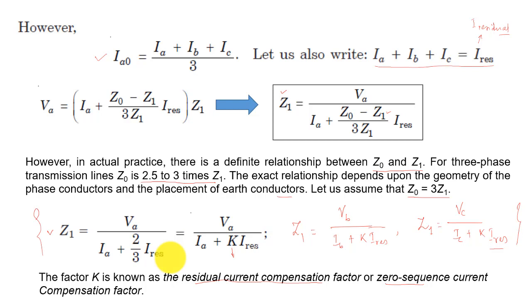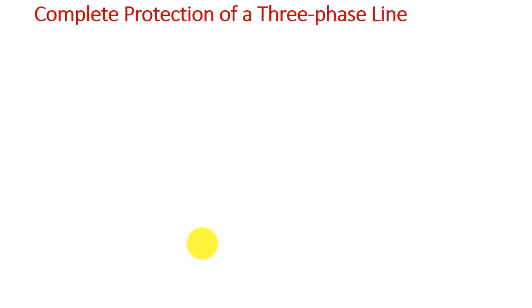So, therefore, for a 3 phase fault, if I write the equation, I can write Z1 equal to VA by IA. This equation will be applicable in case of a 3 phase fault, because I residual in that case will become 0. If I residual becomes 0, then it will give VA by IA, simple. Now we will see the complete protection scheme of a 3 phase line, how we can implement this.